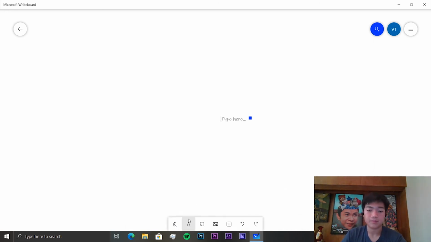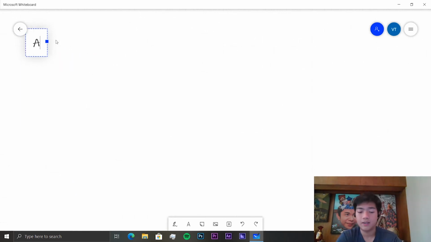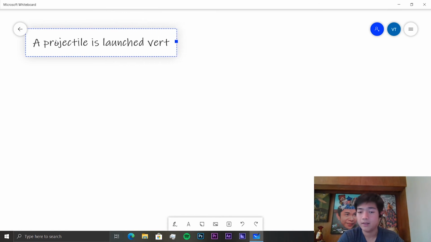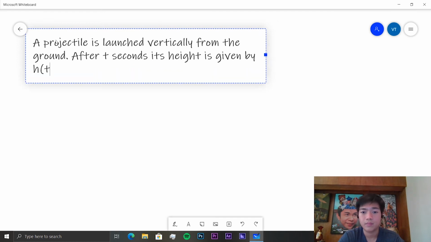So we have quite a long question. A projectile is launched vertically from the ground. After t seconds, its height is given by h of t is equal to 112t minus 4.9t squared. So the initial velocity is 112 meters per second.